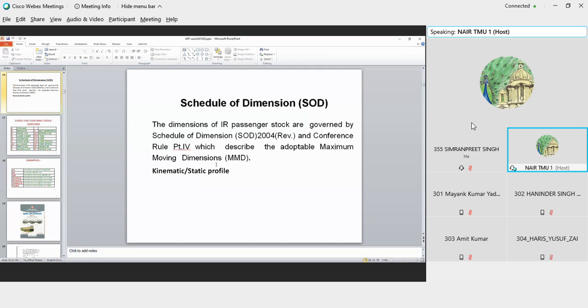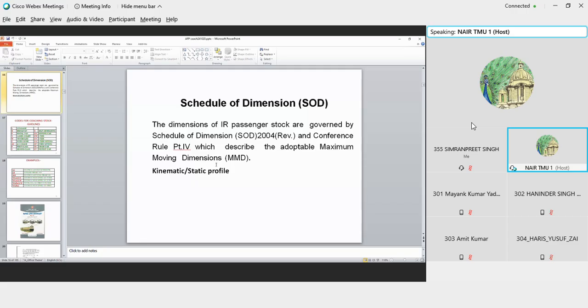And when you design your rolling stock, you adhere to the schedule of dimension, saying that you cannot have a vehicle which is beyond the schedule of dimension, because then it will go and hit these structures. So you design your equipment within the schedule of dimension.